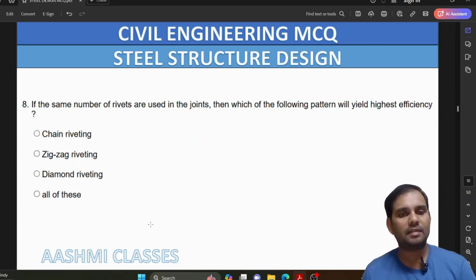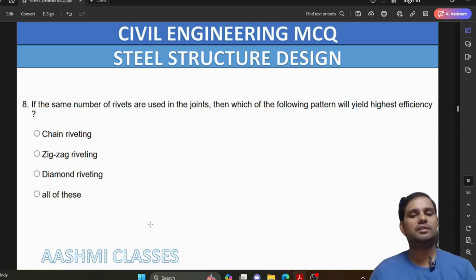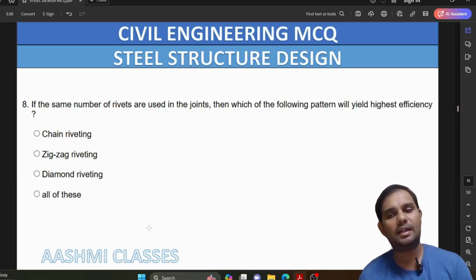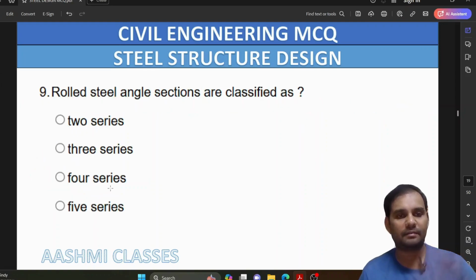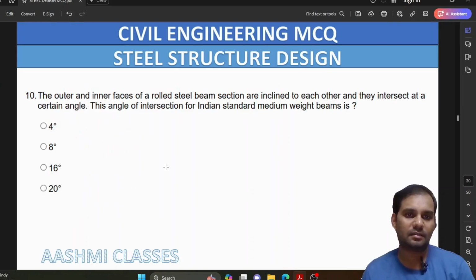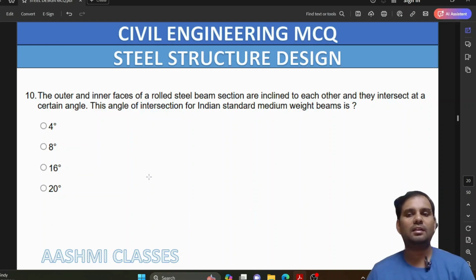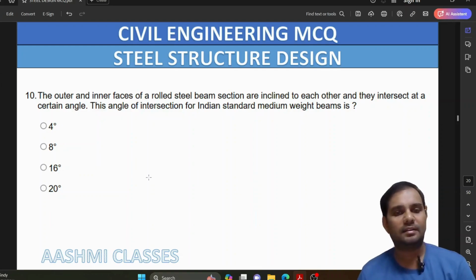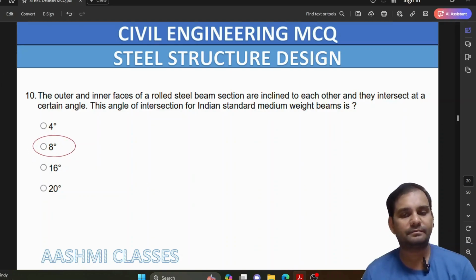If the same number of rivets are used in the joints, then which of the following pattern will yield highest efficiency? Diamond riveting. Rolled steel angle sections are classified as two series. The outer and the inner faces of a rolled steel beam section are inclined to each other and they intersect at a certain angle. This angle of intersection for Indian standard medium weight beams is 8 degree.